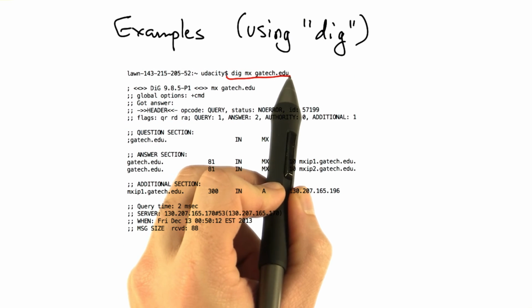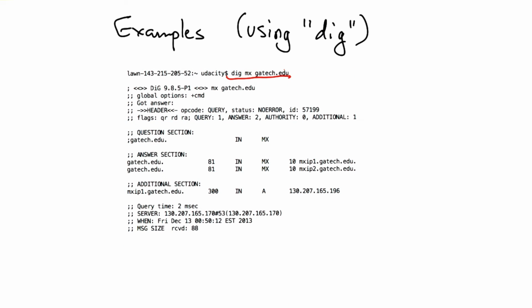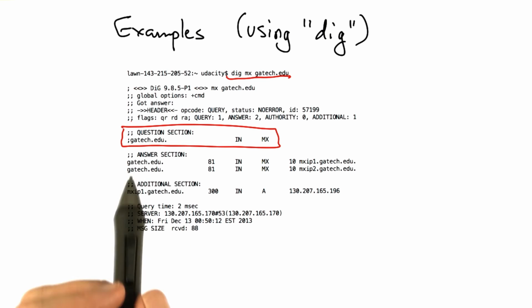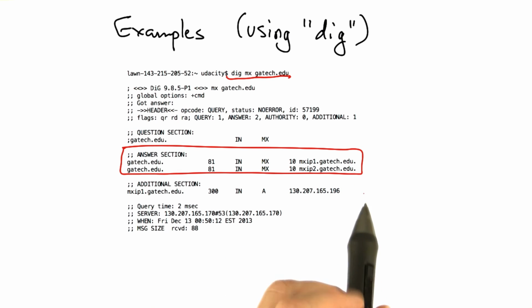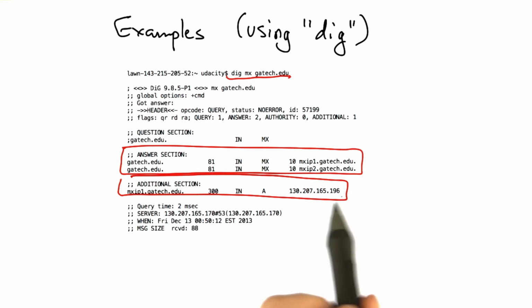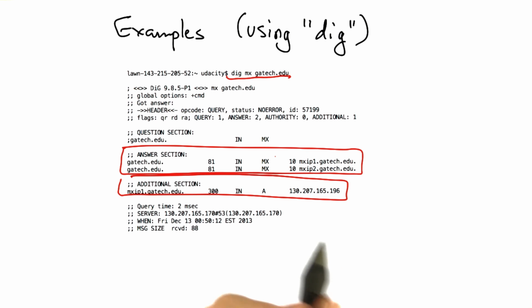Here's an example of a query for an MX record, or the mail server corresponding to gatech.edu. Now here again you can see the question as the MX record, and you can see the answer, which returns two mail servers, as well as the additional section, which returns an A record indicating the IP address corresponding to the mail server that was returned in the MX record.